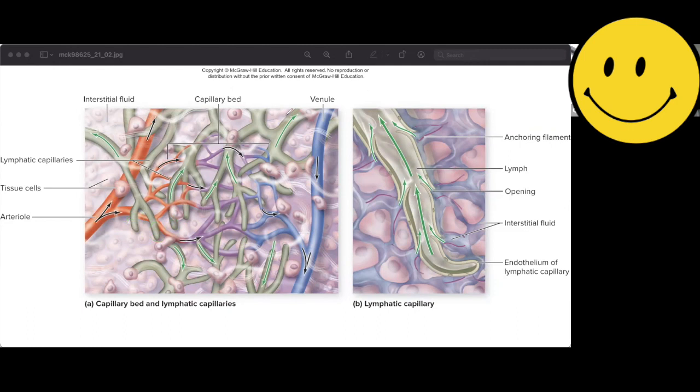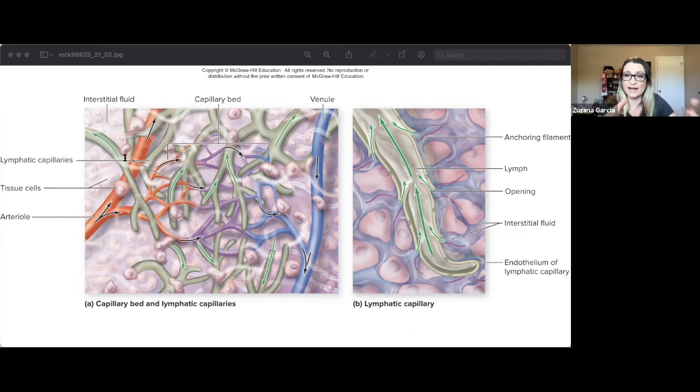I have a question. Yes. So what happens to the lymph or any of the stuff that is collected by the capillaries? Do they just float around there and then go back up to the nodes?